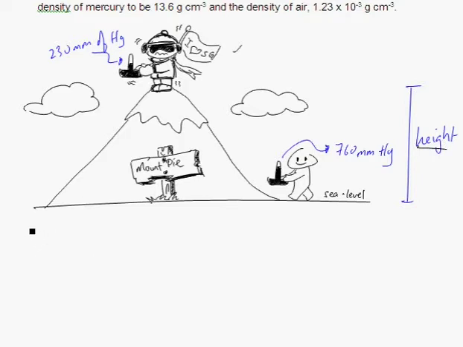Therefore, to find the change in pressure using the barometer, the mercury, the difference in height, it will be rho g change of the height. So in this case, this will be 13600, because I need to change this to kilogram per meter cube, times g, which is 10, and times the height difference.